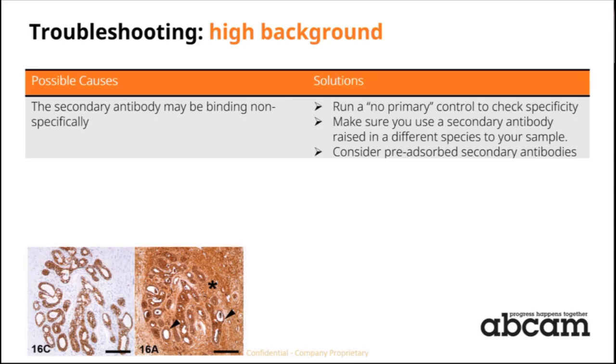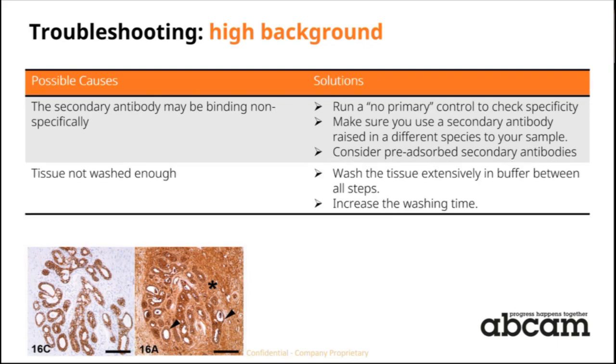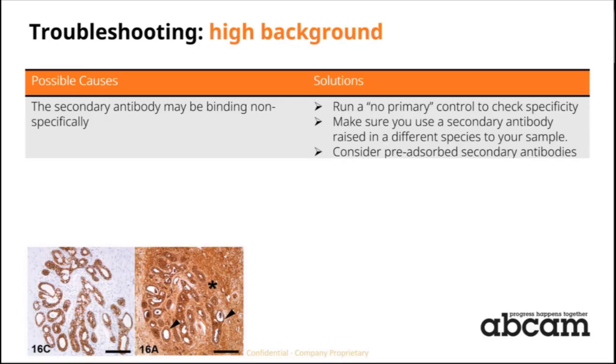And high background could also be due to the non-specificity of your secondary antibody. So we can always check to ensure that the secondary antibody is against a different species to your samples. And we also can run a no primary control to check the specificity of the secondary antibody. Alternatively, we can also use pre-adsorbed secondary antibodies that can help to prevent non-specific binding issues.